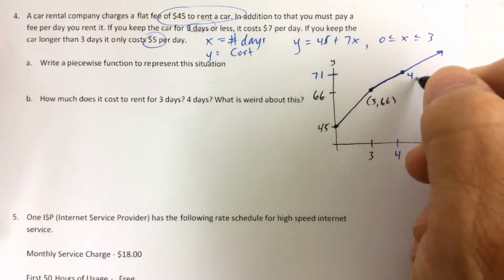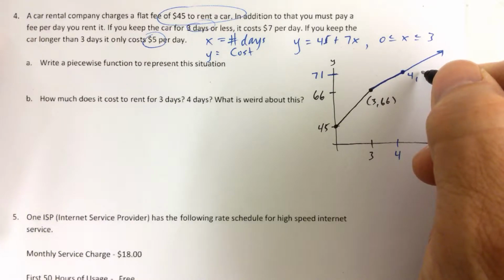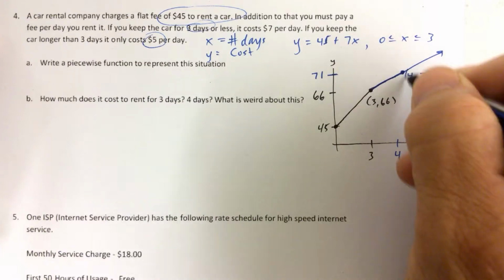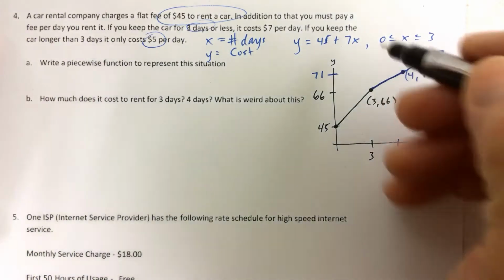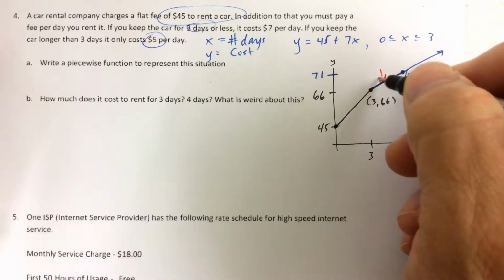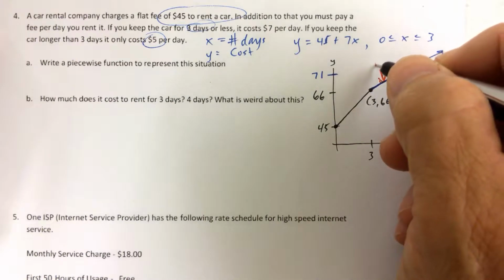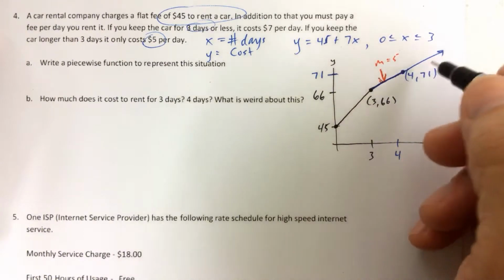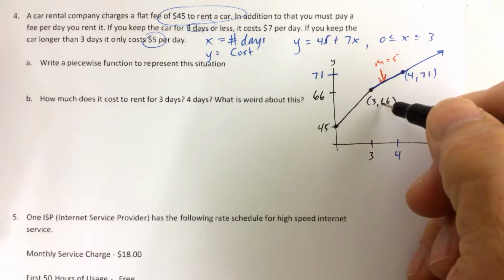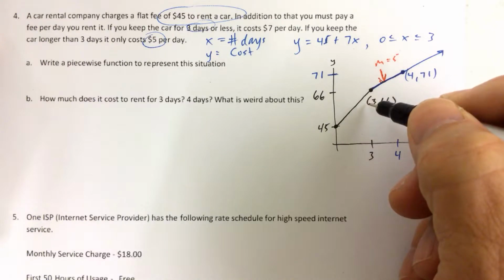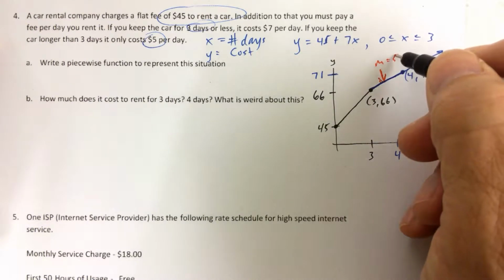So the ordered pair of this point right here on the rest of this graph would be (4, 71). Well, what we talked about before was that this slope is the rate of change, the new rate of change. So the new rate of change is 5, so the slope is 5. And you could easily find that if you just use the two ordered pairs. 71 minus 66 is 5, over 4 minus 3 is 1. So the change in y over the change in x gives us 5 no matter how you look at it.